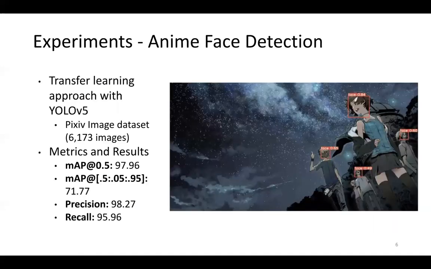As I said before, I performed the experiment of anime face detection using the YOLO v5 model. It was trained on a Pixiv image dataset of 6,173 images. And as you can see, these are the metrics and results, where mAP at 0.5 is the mean average precision at an IOU threshold of 0.5, and mAP at 0.5:0.05:0.95 is the mean average precision at an IOU threshold of 0.5 with a step size of 0.05 up to an IOU threshold of 0.95.